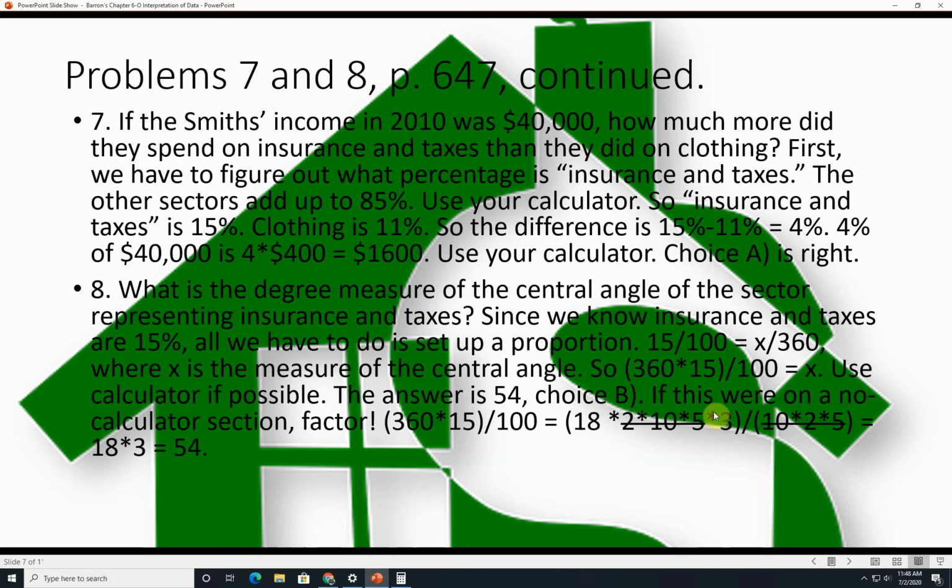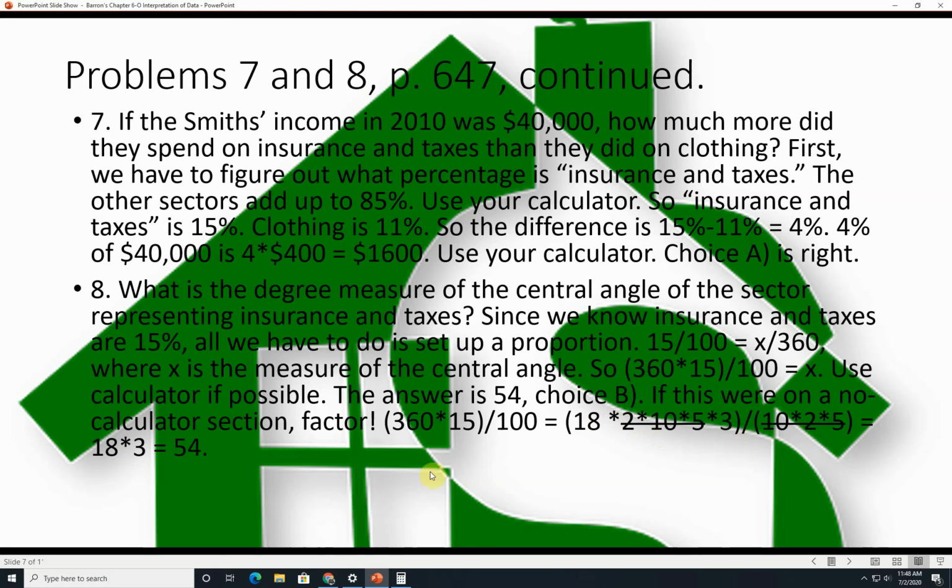15 we can break up into 5 times 3. Why did I break it up into 2 and 10? Well, all right, I know that 100 is going to be 20 times 5, so it's 10 times 2 times 5. So boom, we just knock out the 2, 10, and 5 on the top because we cancel it out with the 10, 2, and 5 on the bottom. So 2 on the top takes out the 2 on the bottom, 10 on the top takes out the 10 on the bottom, 5 on the top takes out the 5 on the bottom.